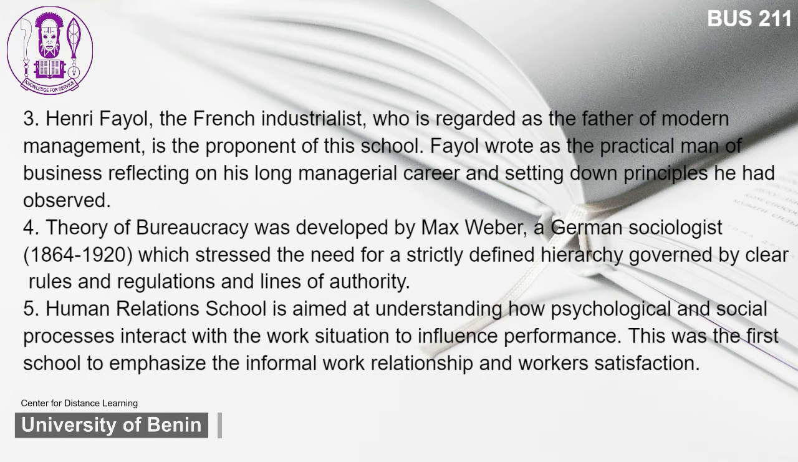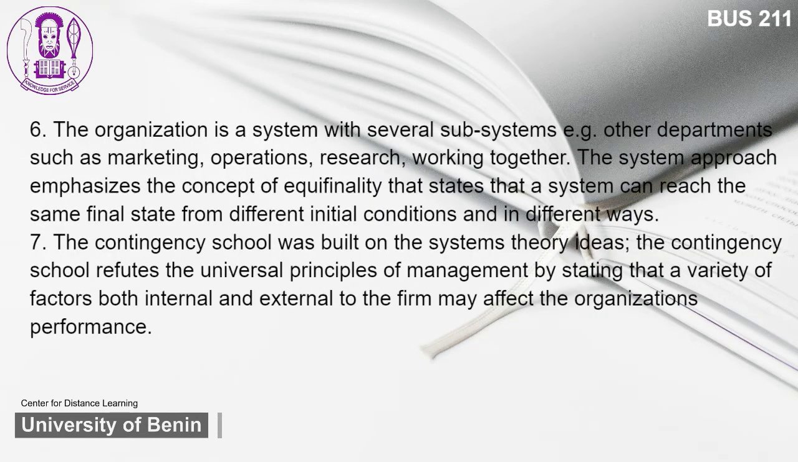Human Relations School is aimed at understanding how psychological and social processes interact with the work situation to influence performance. This was the first school to emphasize the informal work relationship and worker satisfaction. 6. The organization is a system with several subsystems, for example other departments such as marketing, operations, research, working together.